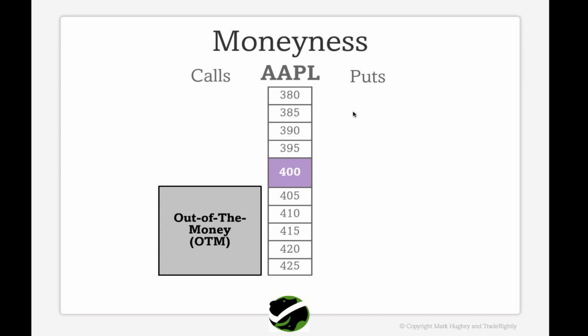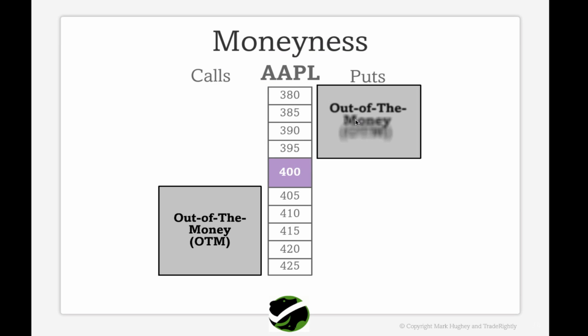Out of the money puts are on the other end of the chain, but the premise is the same. There is no profit in their exercise. If I owned the 390 put, for example, it gives me the right to sell Apple at $390 per share. But I can sell Apple on the open market right now for $400 per share without exercising my option, so there's no point in doing that.